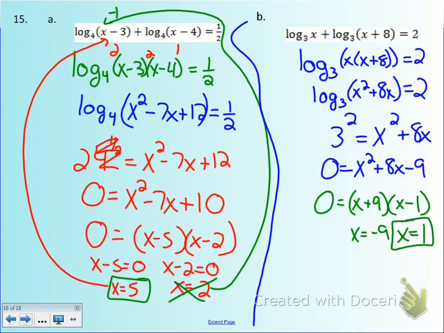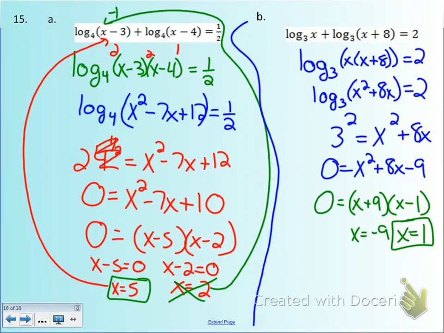Multiply that out to get x squared plus 8x. Then we turn it into exponential form, so we end up with 3 squared equals x squared plus 8x. We want to get everything to one side where the x squared is positive, so 3 squared is 9. We're going to subtract it over to the other side. So we're left with our last blue line there, 0 equals x squared plus 8x minus 9.